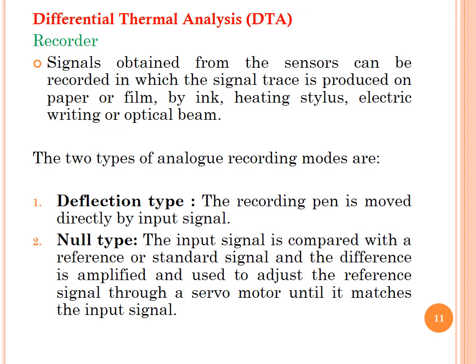Recorder. Signals obtained from the sensor can be recorded, in which the signal trace is produced on paper or film by ink, heating stylus, electrical writing or optical beam.